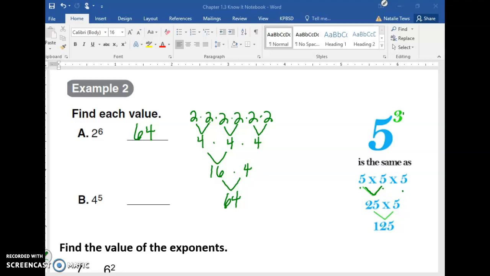Okay, let's try 4 to the 5th power. So I'm going to come over here, 4 times 4 times 4 times 4 times 4. And remember, I'm going to do my little trees. So 4 times 4 is 16. 4 times 4 is 16. And then I'm going to have to bring down my last times 4.